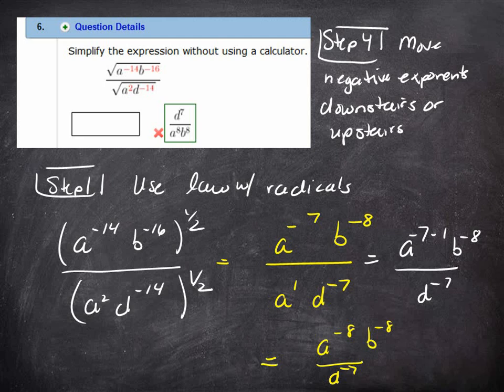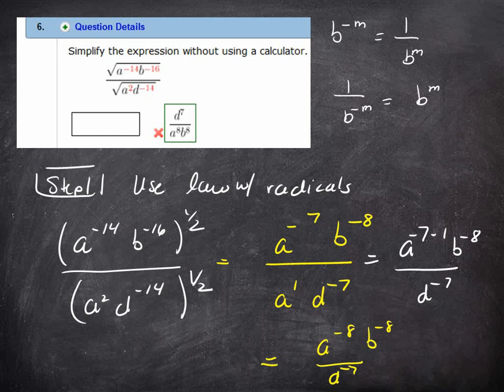So I guess it doesn't, but it might be a good exercise for us to move those negative exponents downstairs or upstairs. So if it's negative, it just moves to the other. If it's upstairs, it goes downstairs. If it's downstairs, it goes upstairs. So if you have b to the -m, it goes downstairs. If it's 1 over b to the -m, it goes upstairs.